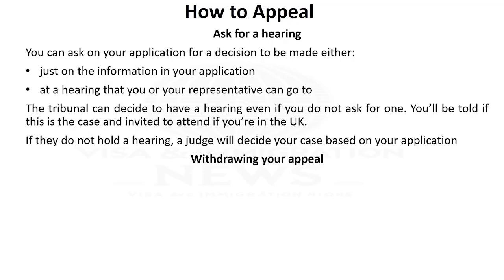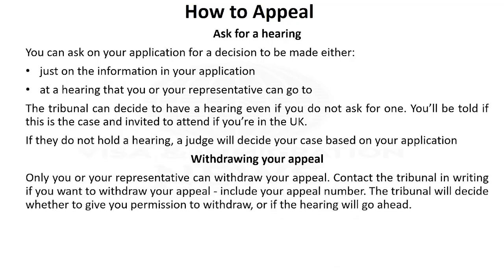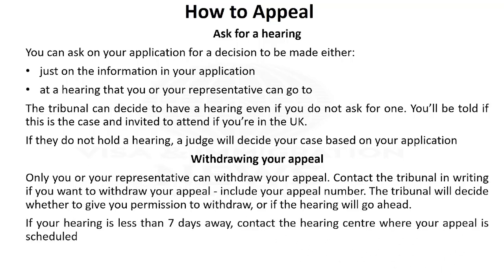Withdrawing your appeal. Only you or your representative can withdraw your appeal. Contact the tribunal in writing. If you want to withdraw your appeal, include your appeal number. The tribunal will decide whether to give you permission to withdraw, or if the hearing will go ahead. If your hearing is less than 7 days away, contact the hearing centre where your appeal is scheduled.